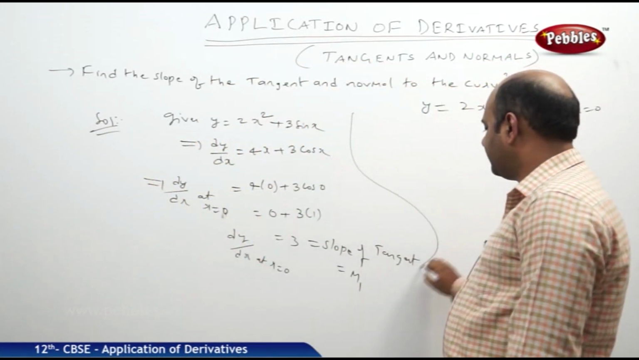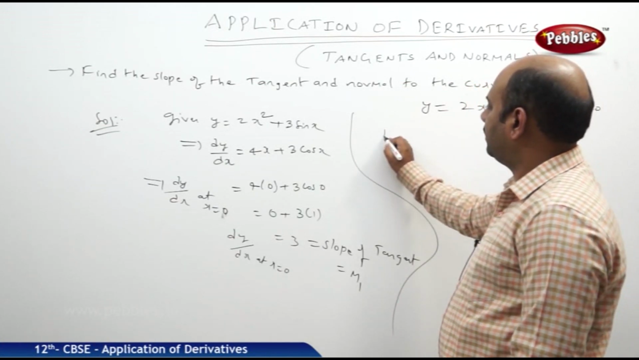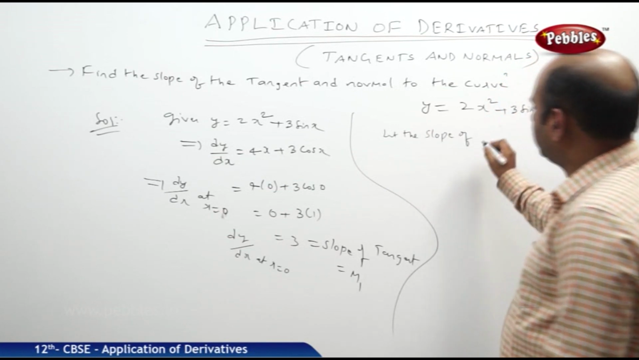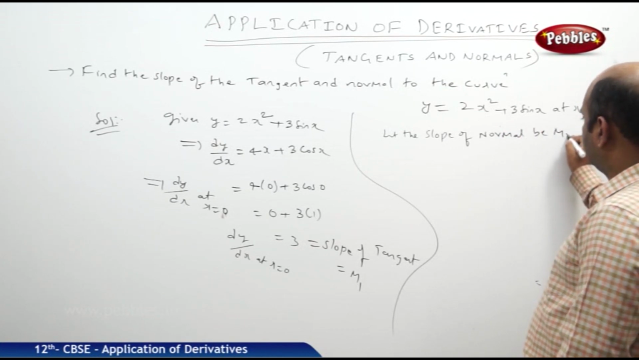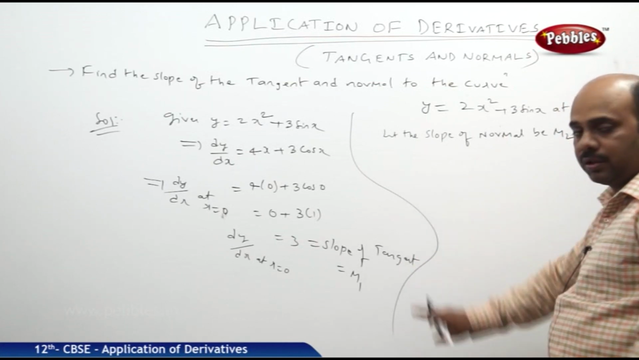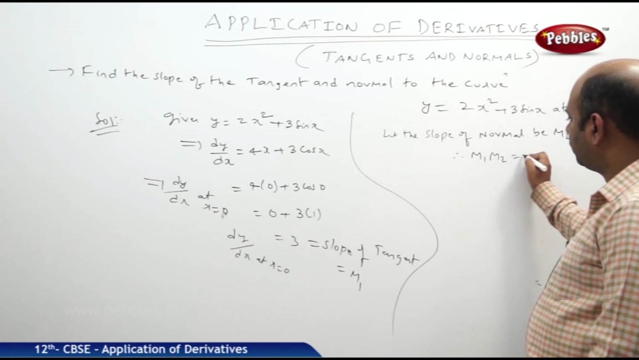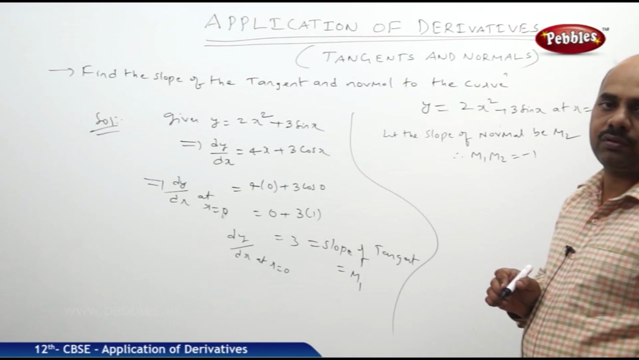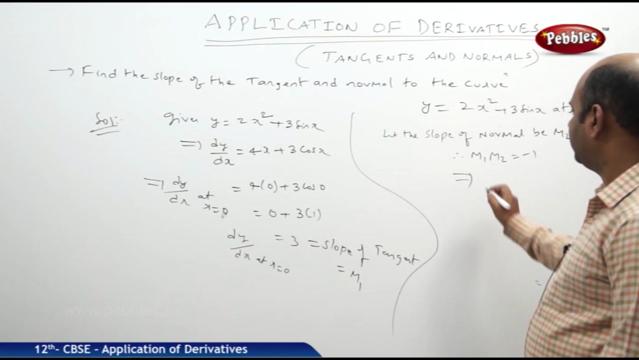But we know that the tangent is perpendicular to the normal, or the normal is perpendicular to the tangent. Let the slope of the normal be m2. Since the tangent and normal are perpendicular to each other, m1 into m2 is equal to minus 1, because two lines are perpendicular if and only if the product of their slopes is equal to minus 1. But m1, which I obtained, is 3.